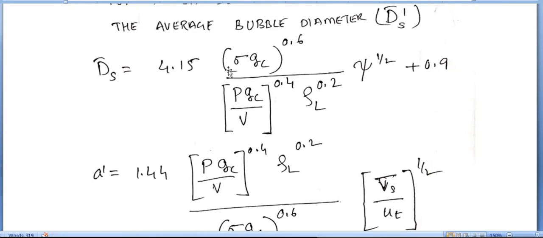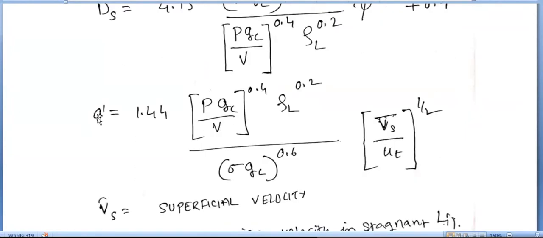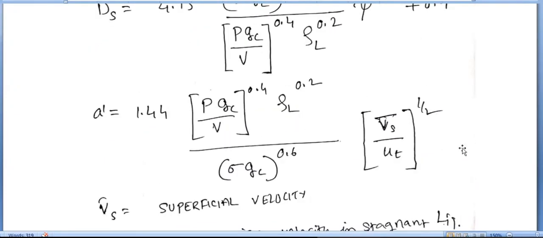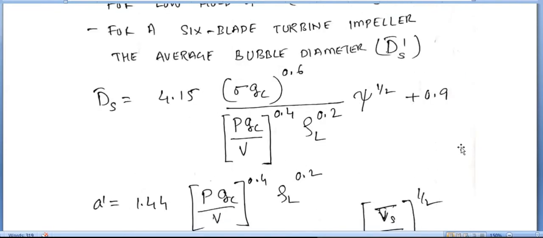Now in this, sigma is known to you, gc is known to you, P is the power, V is the volume. So if you substitute all this, you get the value of ds. Similarly, if you want to find the value of a, that is our interfacial area, this is the formula for it. Where V bar is the superficial velocity or empty tower velocity, both are same. Okay, very good. Then UT is what? Bubble rise velocity in the stagnant liquid. How the bubbles are coming out from bottom to the top of the container. Remember, sir, these are 2 empirical equations which are derived from experimental results only.